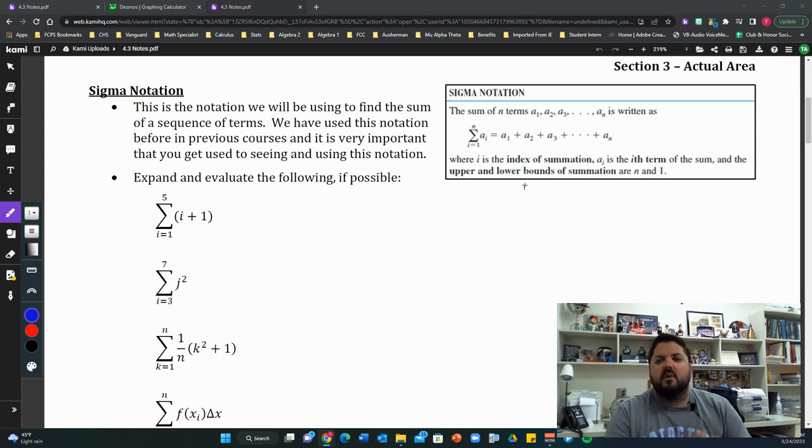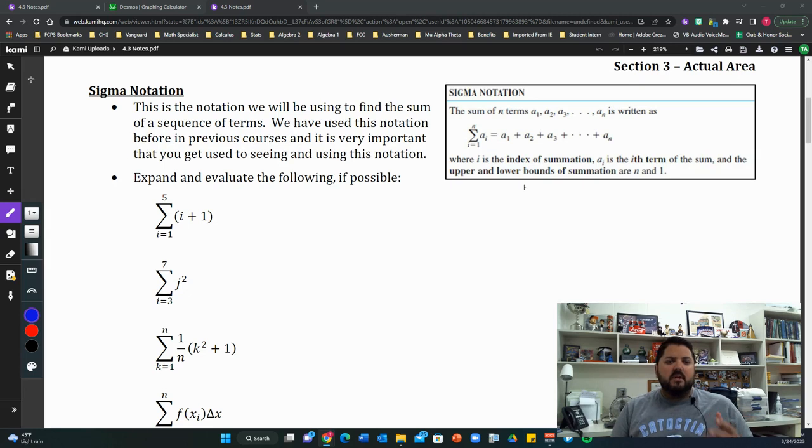So for today's video we're going to be talking about how we can take our area approximations from last video and actually work towards finding the exact value for the area under a curve. To do that we have to use some notation and some methods that we haven't really talked about before, one of them being sigma notation.